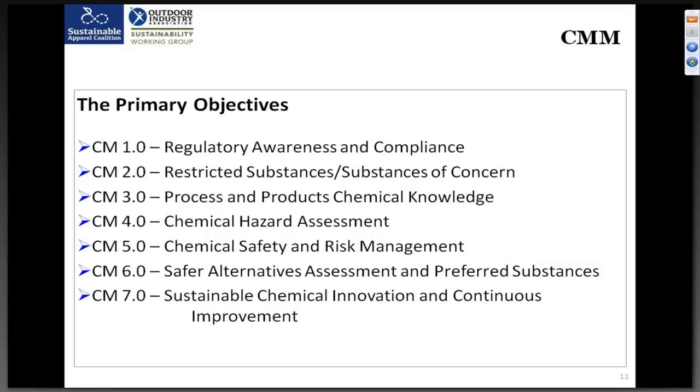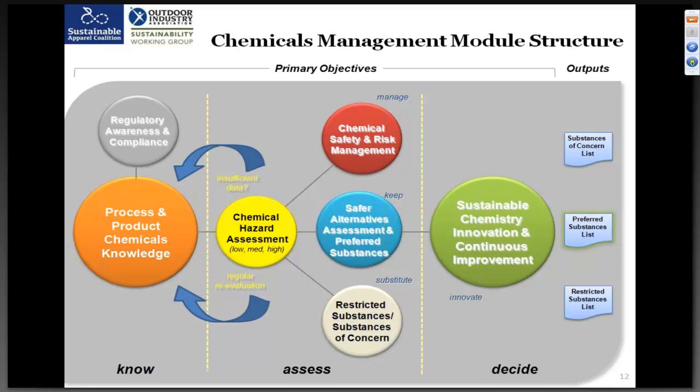And if you look at this, you can see if you're looking at a chemical management system, you would start with regulatory awareness to understand what is applicable to your manufacturing or your product, and you would want to progress in this direction to accomplish more sustainable chemistries.